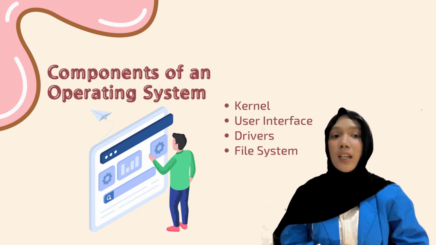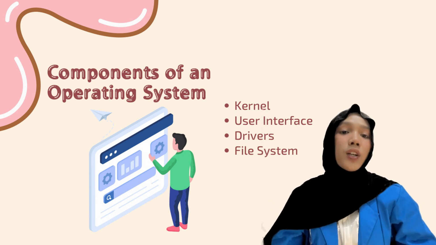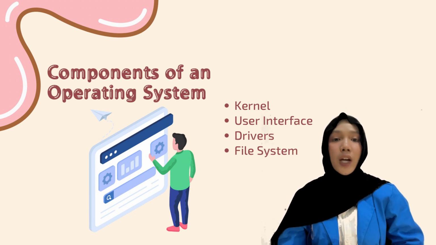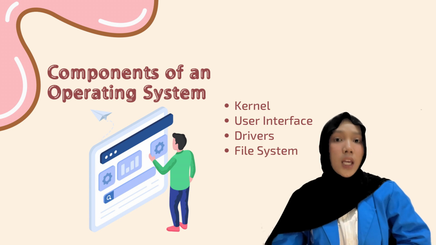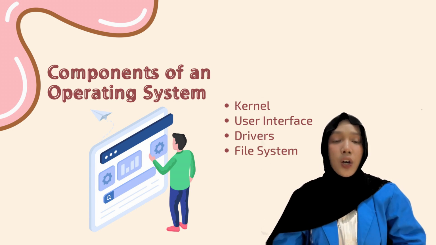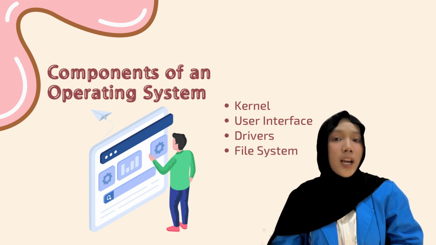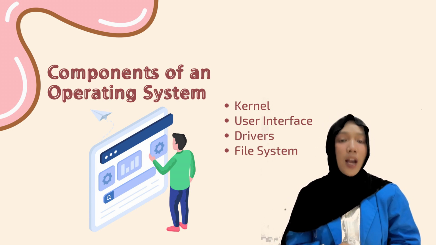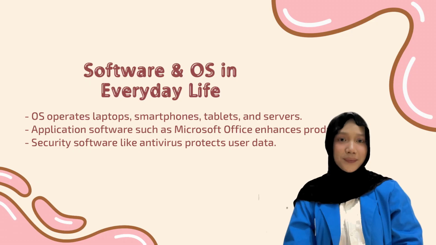Next, components of an operating system. 1. Kernel, the core of the OS, managing hardware and resources. 2. User interface, GUI, graphical, or CLI, text-based. Drivers, software that connects hardware devices to the OS. File system, organizes and stores files efficiently.